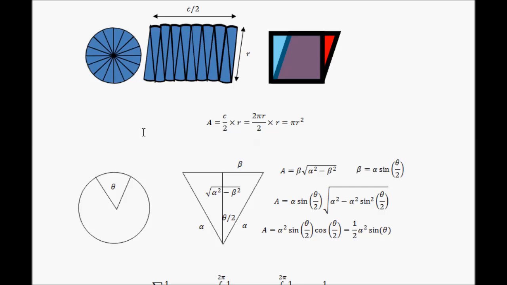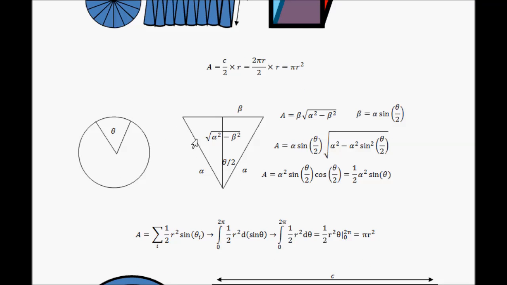And note that the size of the circle doesn't matter, because you can describe a circle completely in terms of its radius. If you know the radius of a circle, you can know everything about the circle, because a circle is just defined as points that are equidistant from a particular point. So all you need to know is the radius.